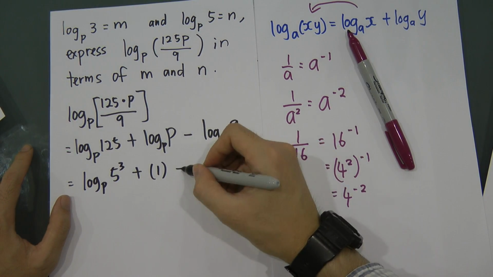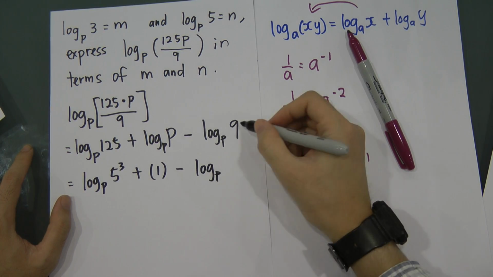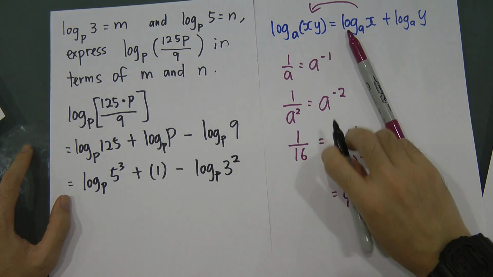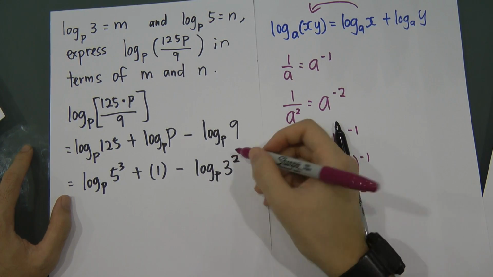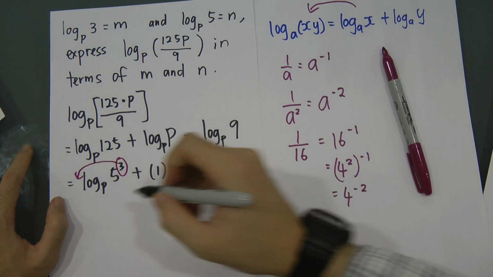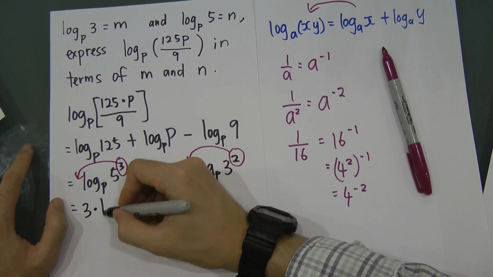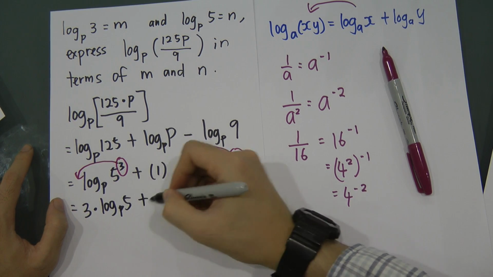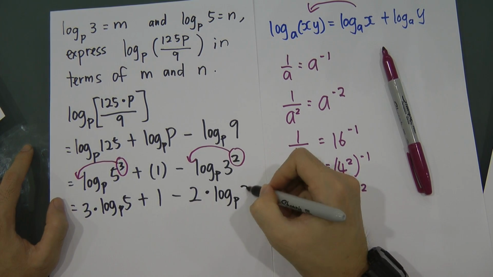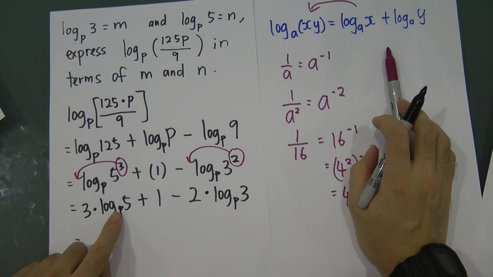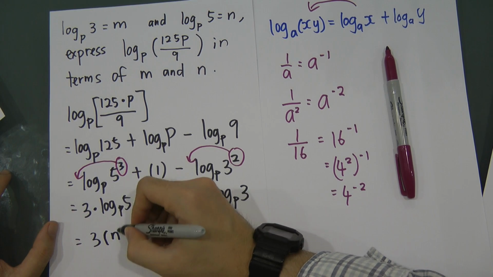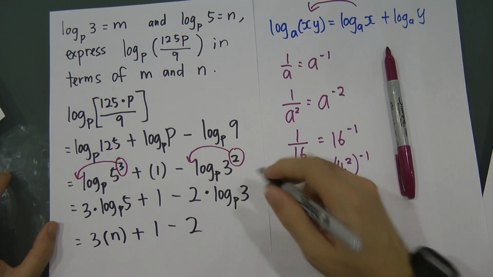so equals to 1. Minus log 9, what is the relationship between 9 and 3? It is 3 squared. Okay, so for the next step we move the power to the front. We move the power to the front. So this one will become 3 multiplied by log 5 plus 1 minus 2, I move the 2 in front, multiplied by log 3. Then you are almost done because it said log 5 equals n, right? So this one is 3n plus 1 minus 2 log 3 equals m.